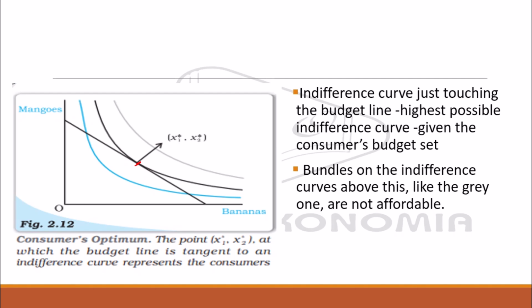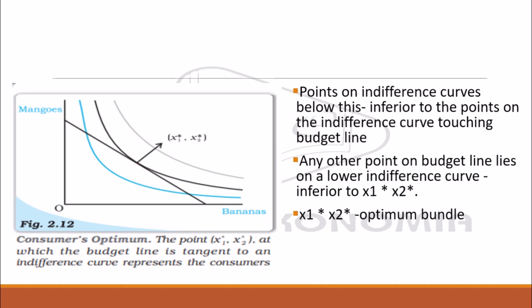The bundles on the IC curves above this, like the bundles that you can have on IC3, are not affordable to the consumer with the given budget. All the points here, here, here, here, these are non-affordable with the given budget.